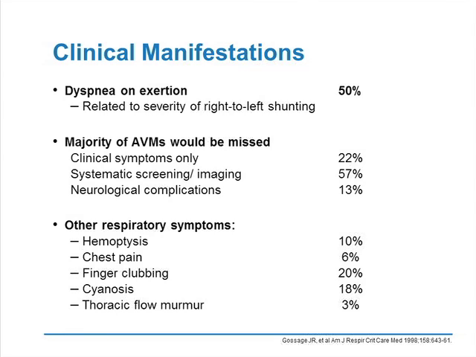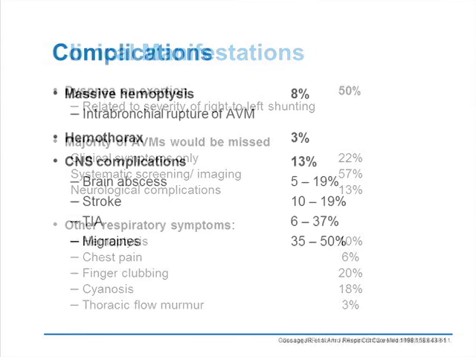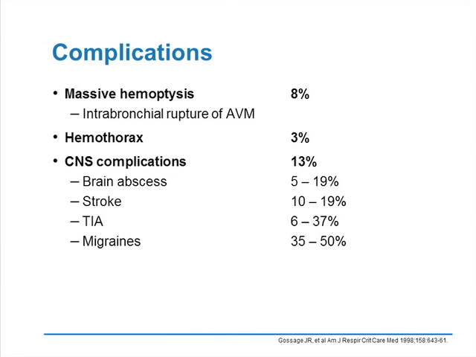Other rarer respiratory symptoms include hemoptysis, because these are fragile, they can cough up blood. Sometimes they can have chest pain because of steal of blood away. From the chronic hypoxia, they can have clubbing and cyanosis, and obviously, rarely in a large pulmonary AVM, you can hear a vascular bruit across the lungs. Now, rarer complications are massive hemoptysis when you have rupture of an AVM into the bronchus, hemothorax if it ruptures into the pleural space, and CNS complications is what we worry about.